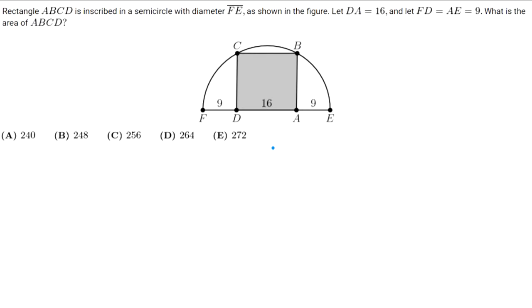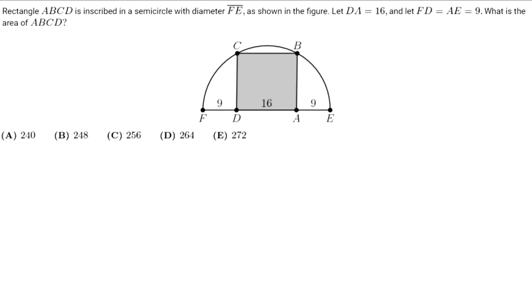Okay, next question. A rectangle ABCD is inscribed in a semicircle with a diameter FE, as shown in the figure. Let DA equal 16 and FD equal AE, which equals 9. What is the area of ABCD?